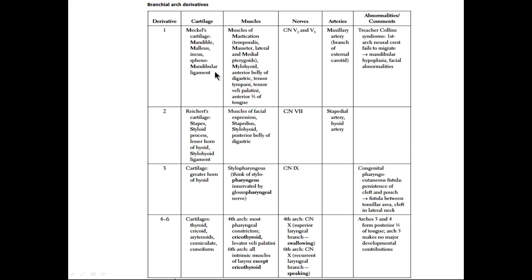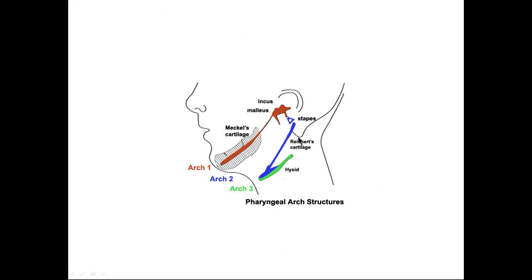And I have a picture coming up. We give a special name to the primordial cartilage in arch 1. It's called Meckel's cartilage. The primordial cartilage in arch 2 is called Reichert's cartilage. And that's what this drawing is shown here in red. This is Meckel's cartilage. Contributes to the mandible and 2 of the ossicles.